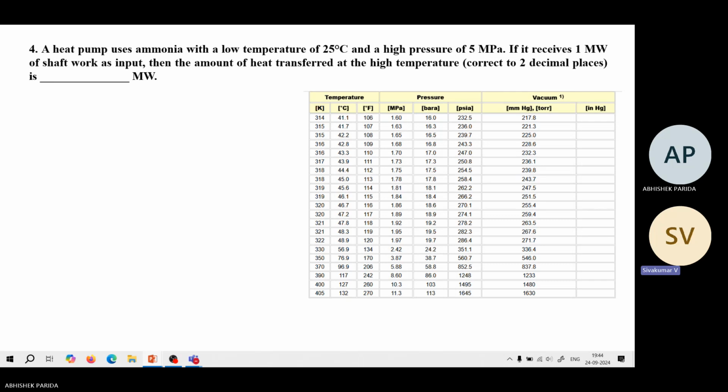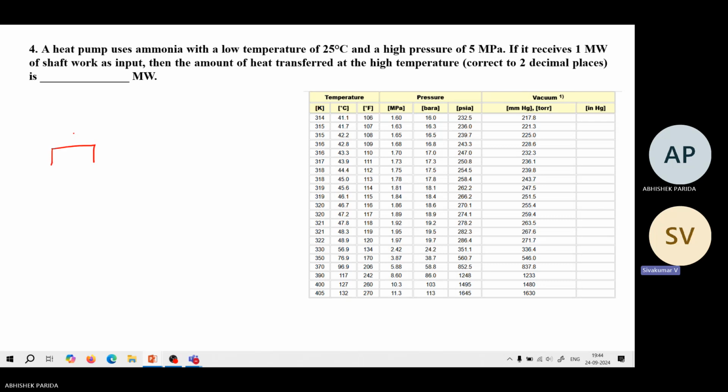I have tried, sir. I would like to verify my answer again. First of all, I have constructed the heat pump diagram. So here, the low temperature is 25 degrees Celsius, and the high temperature is the heat source, I mean, the warm environmental condition. They have given us 5 megapascal.